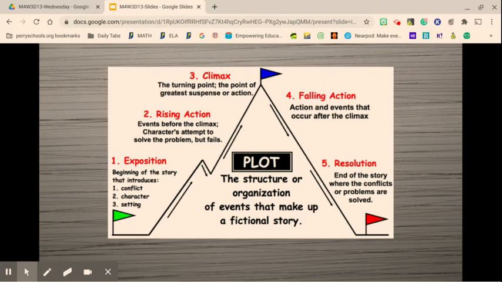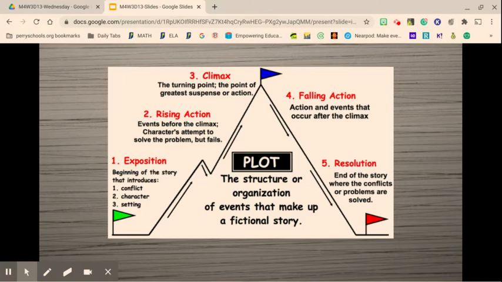So we've been reading the story with the two cubs, and a strategy that we're going to be using is thinking about this plot mountain. The plot is the structure or organization of events that make up a fictional story. In the beginning, we call it the exposition. Those are just the beginning things where it introduces the character and the setting, and it also introduces the conflict or the problem. Most stories are going to have some kind of problem. We call it the conflict.